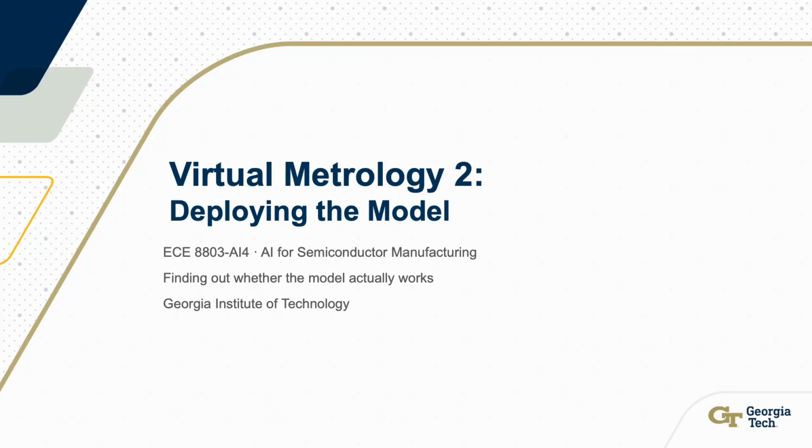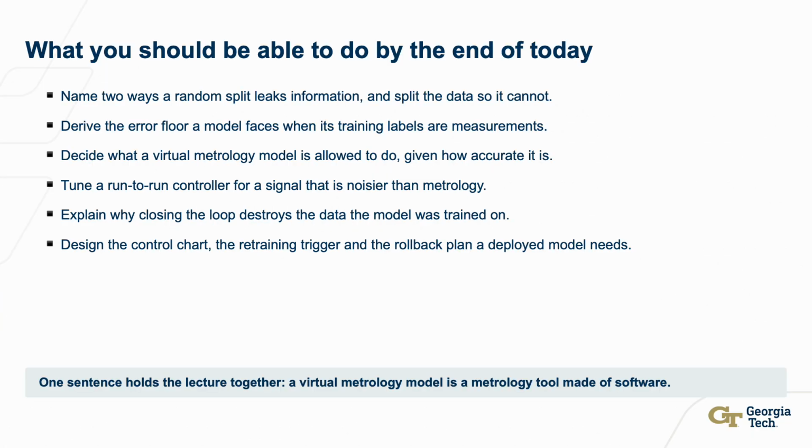Virtual Metrology Part 2, Deploying the Model. Last lecture we built one and it looked good. R squared of 0.88, error a third of a nanometer and close to the physical noise floor of the metrology tool. Today we change nothing about that model, same features, same algorithm, same 465 wafers. We change only how we ask whether it works. The answer changes enough that the model stops being worth deploying.